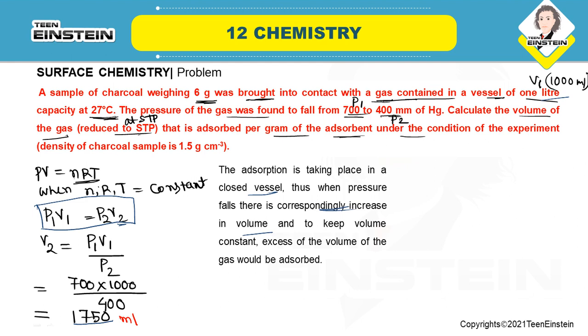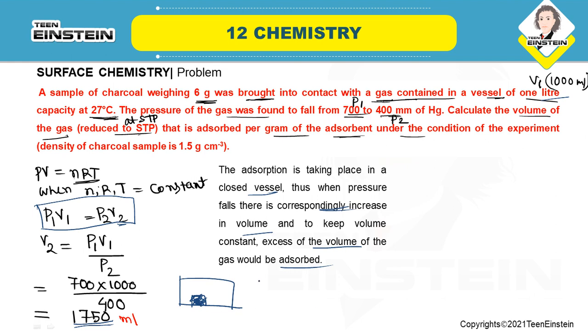Now, as this volume is not possible because the maximum capacity is 1000 ml, to keep the volume constant, the excess volume of the gas will be adsorbed by the charcoal. So the actual volume of the flask we will calculate first, because in the vessel there is a volume of 1000 ml, but remember charcoal is also present. If this is a container, there is also the presence of charcoal. So without charcoal, what is the space that is available, that we will see.